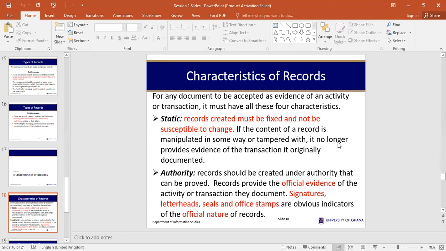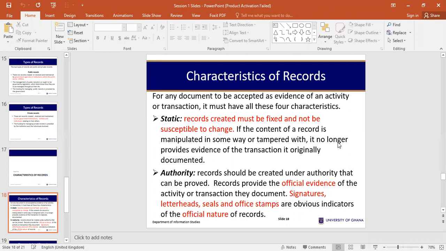The certificates you got from the BECE, the WASSCE, and the one you get from the university, they are all static documents. You can't tamper with them. You are not even to perforate them. You don't have to do anything to them. If the content of a record is manipulated in some way or tampered with, it no longer provides evidence of the transaction it originally documented. That is why when it is found that a document has been faked, it's rejected as evidence. You cannot use it as evidence. You may even be arrested for presenting a fake document. So we have to be careful when we talk about documents and we say they are authentic. If they are authentic, then they should show that they are authentic.